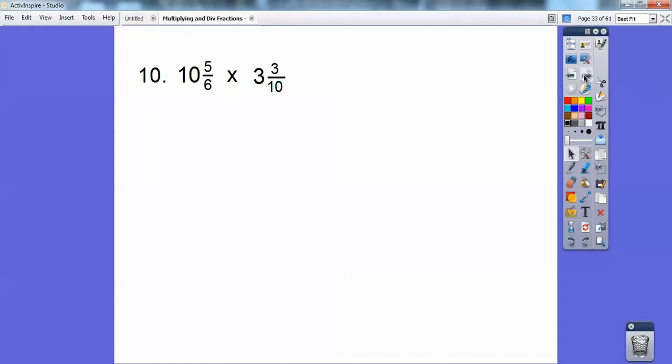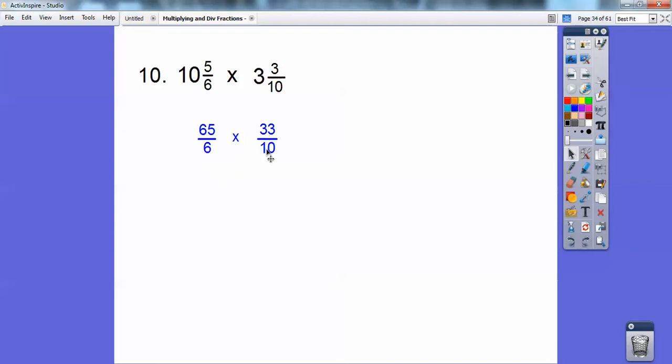Okay, go ahead and change those to improper fractions. Remember, this is going to be 6 times 10 is 60. 60 plus 5 is 65. 65 over 10. 10 times 3 is 30, plus 3 is 33/10. And then 6 doesn't go into both of these numbers, but 3 goes into both of these numbers. 3 goes into 6 twice. 3 goes into 33 11 times.